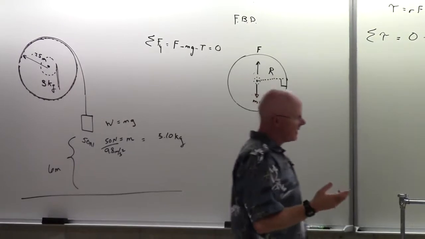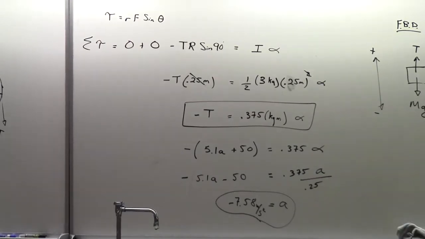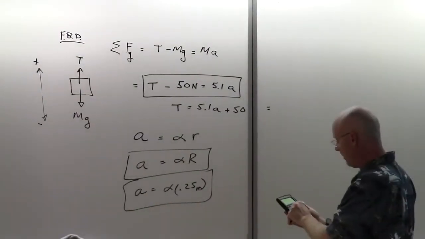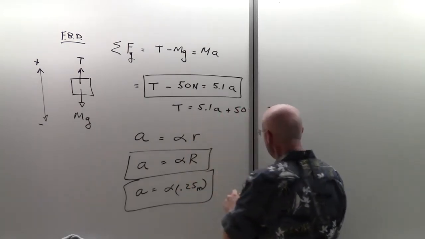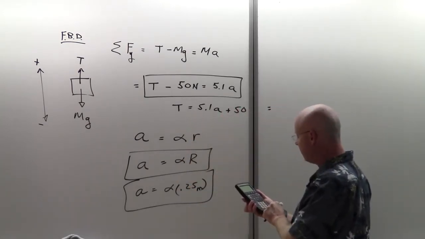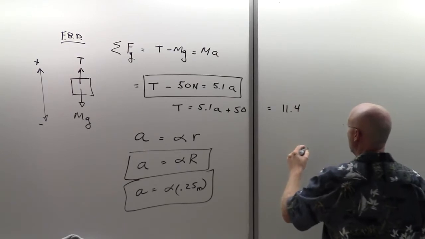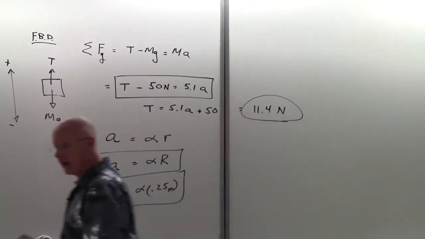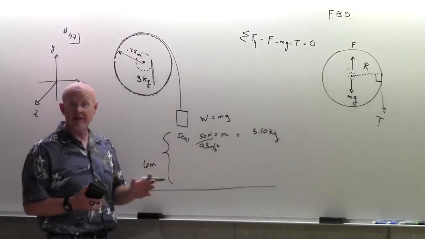And of course, once I have the acceleration, now I can get the rest of these. I'll get the tension right here, because the tension is the 5.1 times that negative 7.58, and then add to that a 50, and I get a tension of 11.4 newtons for the tension. In fact, that brings us all the way back to what we said at the very beginning. Does the tension equal the weight? No, not even close.